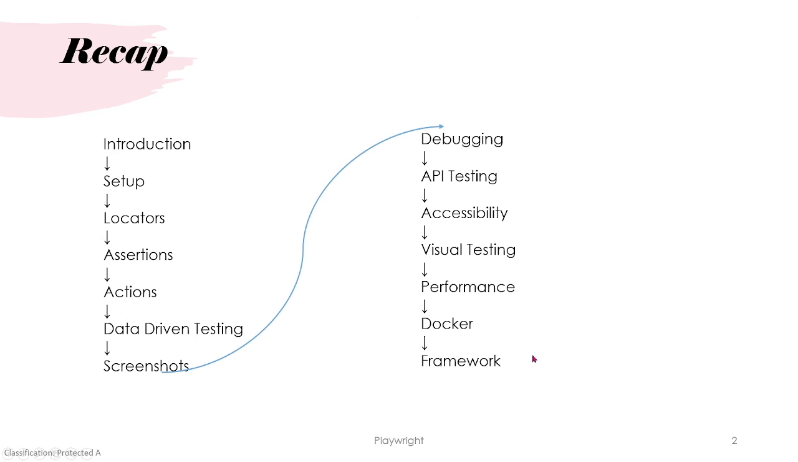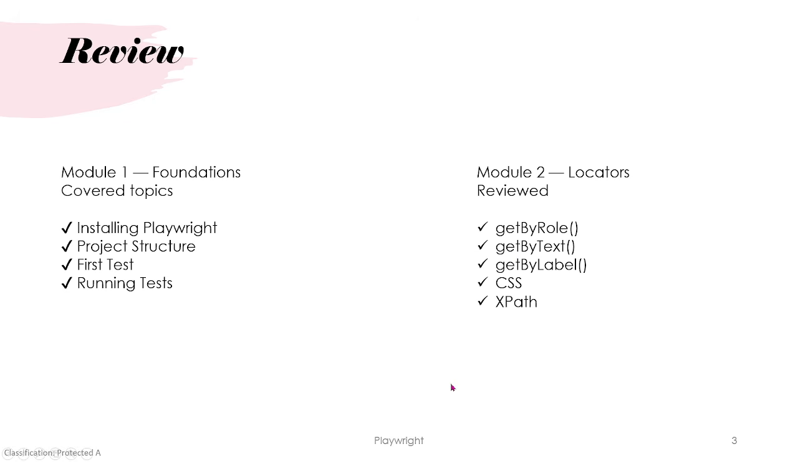Then we introduce the Playwright automation framework. Module 1, Foundation: install Playwright, project structure, first test, run test. Module 2, Locator.